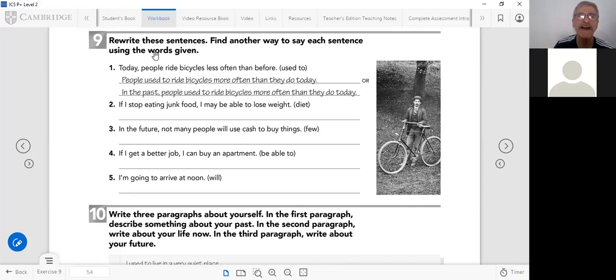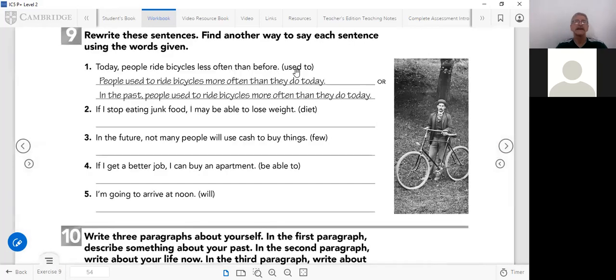So we are talking about the past. Okay, rewrite the sentences. Find another way to say each sentence. So you have two possibilities to say the same thing with different words. It's another way to express the idea by using other words, okay? For example, can you read number one? Today people ride bicycles less often than before.